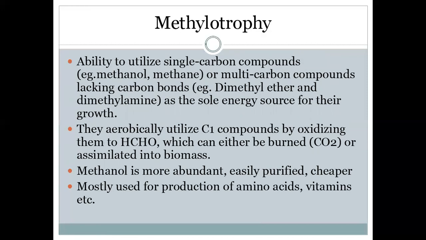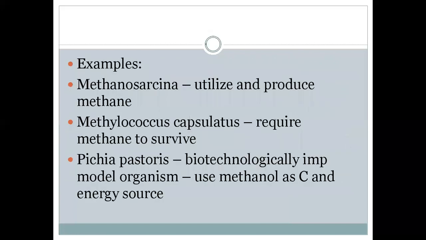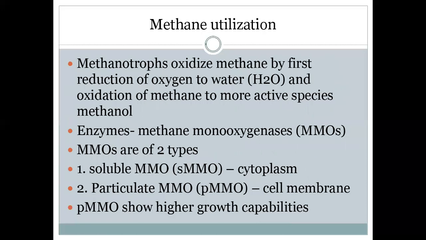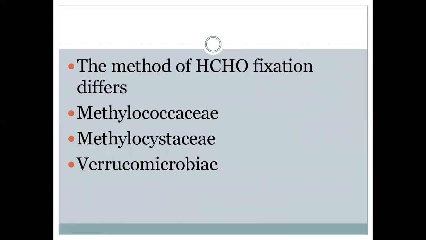Likewise, we also have methylotrophs. Here, single carbon compounds are utilized, and these are the examples. Those that degrade methane and utilize it are called methanotrophs. Enzymes such as MMOs or pMMOs are present, and they help these organisms. These are the examples.